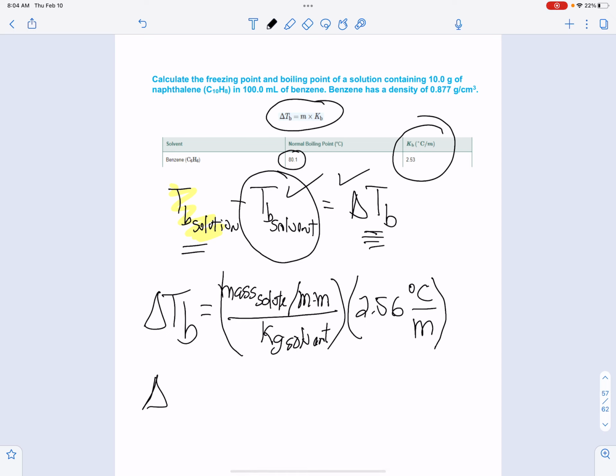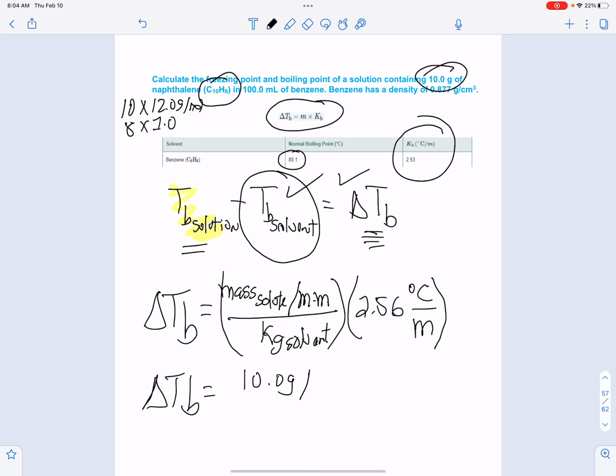So delta Tb, then, would be the mass of the solute, which is 10 grams, divided by the molar mass of the solute. I know the formula, I know my periodic table, right? So I'm going to round the numbers. I have 10 carbons at 12.0 grams per mole, and I have 8 hydrogens at 1.0. So that's going to be 128 grams per mole. So I know my molar mass, 128 grams per mole.